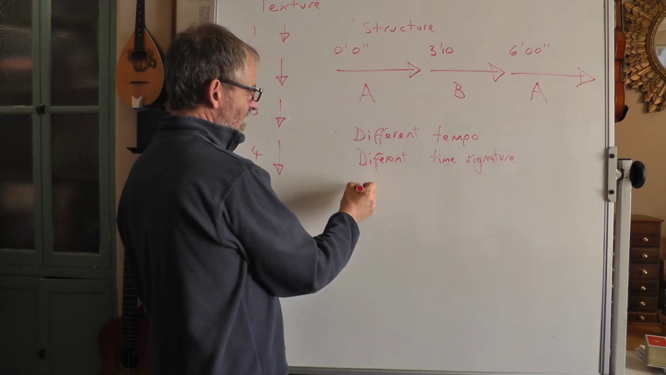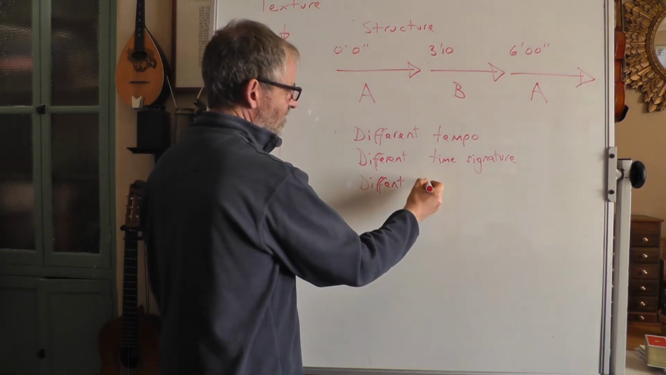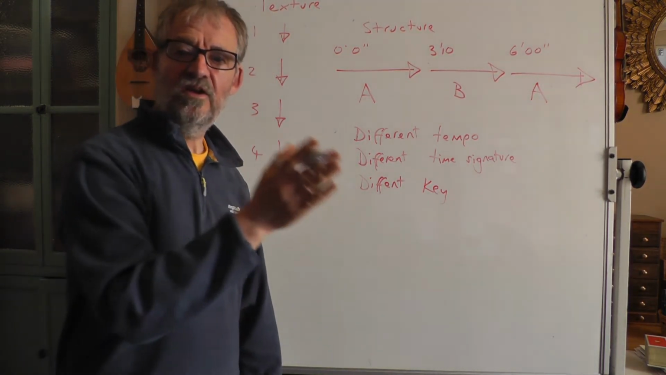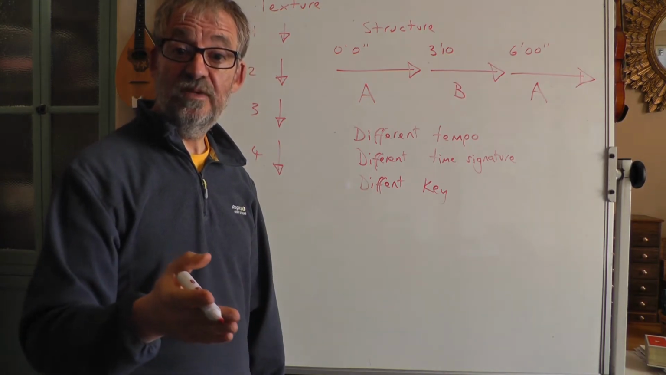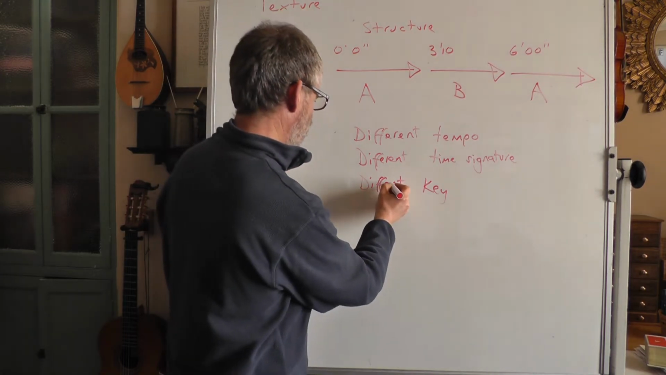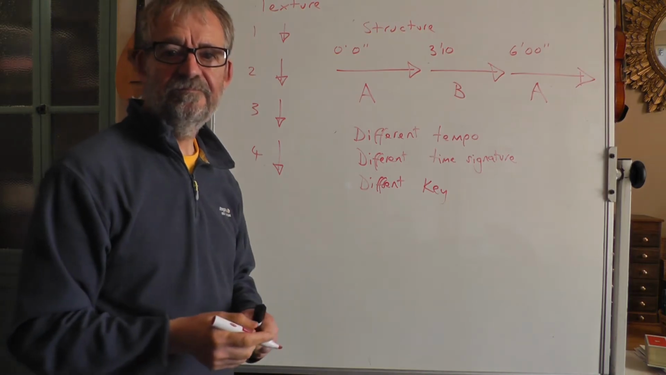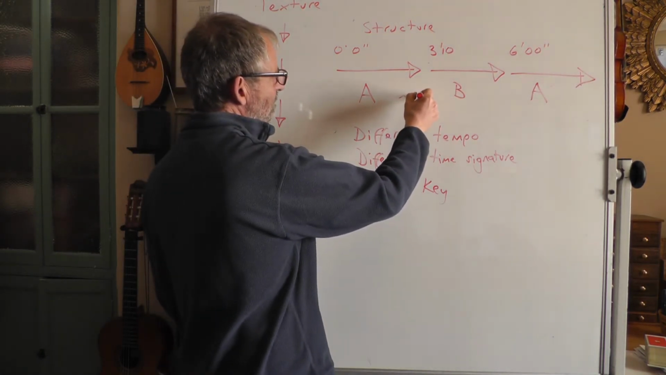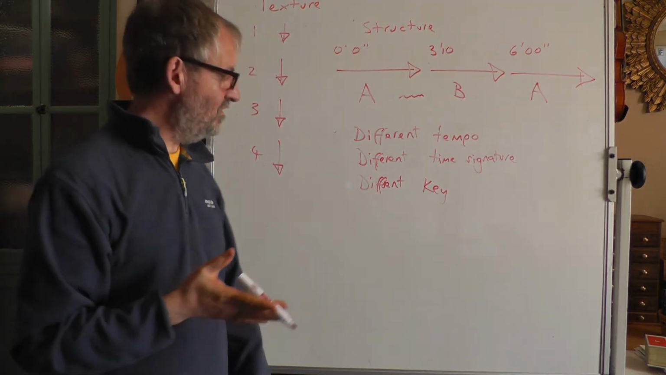It could be a different key. Now this is very common, and this is very common in binary music as well. We might go from the tonic to the dominant. So if we're in C, the B section could be in G. So it could be a different key. And that would be a good contrast because you'd have to hear something here that starts to change key. And we'll look at that in the Beethoven.